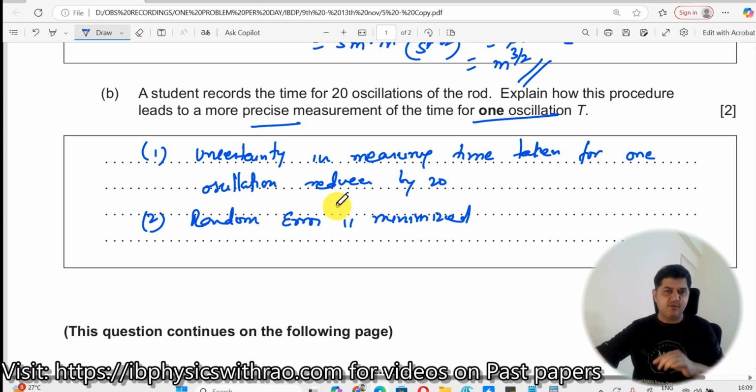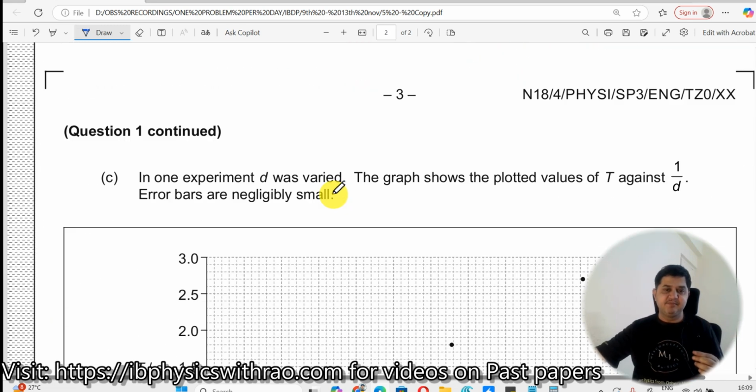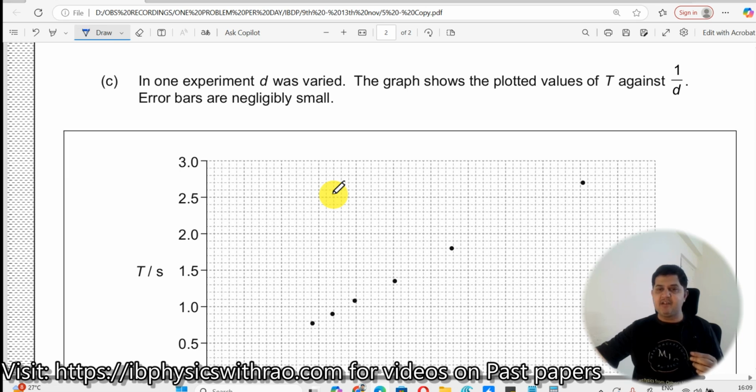Do not restrict yourself to 5 or 6 oscillations. Then, in one experiment, D was varied. The graph shows the plotted values of T versus 1 by D, and the error bars are negligibly small.